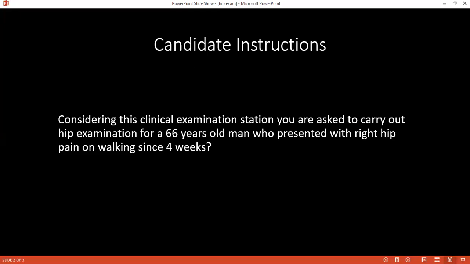Okay, Mr. Smith, I have been asked to examine your hips today, for the purpose of your diagnosis and management. For this examination, I will be looking at and touching your hip joint and your legs. Will that be okay with you?